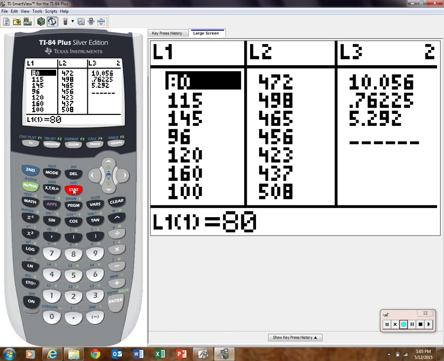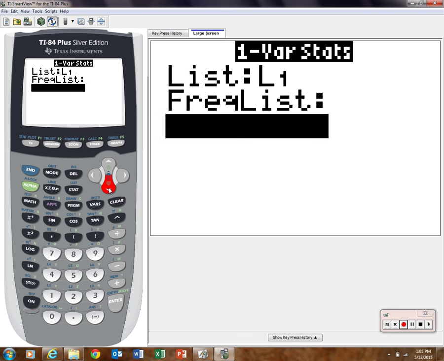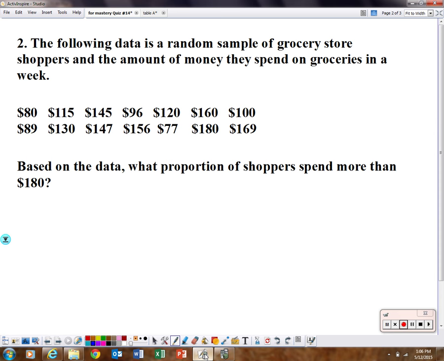Step 2, go stat, calculate, pick number 1. Again, all you have to do is hit enter, and voila, you have your mean. Remember, mean is the first one. That's the mean of that data set right here. And then the standard deviation, we're going to use the S, which is 34. So let's write those down. So the mean equals 126, and the standard deviation equals 34.